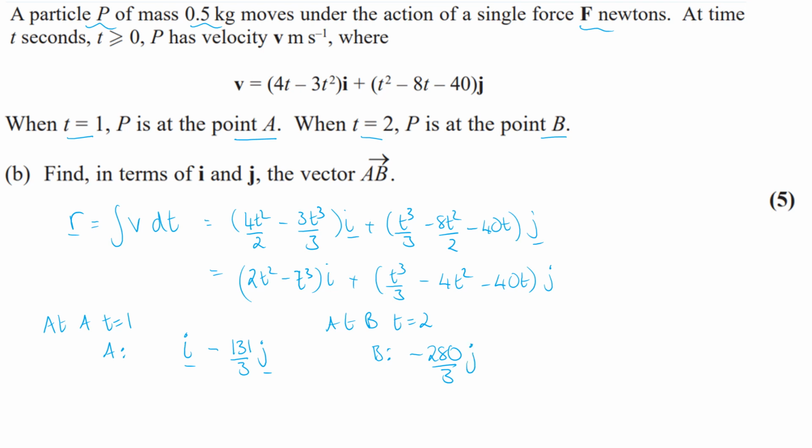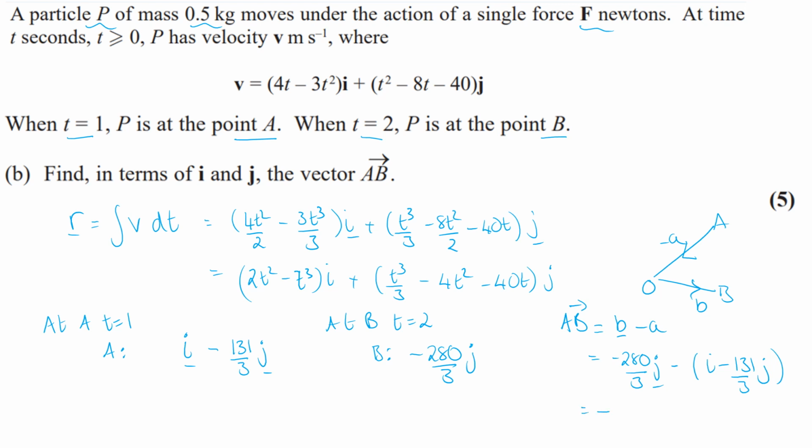And now to get from A to B, when you look at a common origin, we need to go back down A and along B. So A to B is always the reverse vector, B minus A. So we just need to do minus 280 over 3 j minus i minus 131 over 3 j. So that's going to be minus i and then minus 280 over 3, and then this would be plus 131 over 3. That comes to minus 149 over 3 in the j direction.